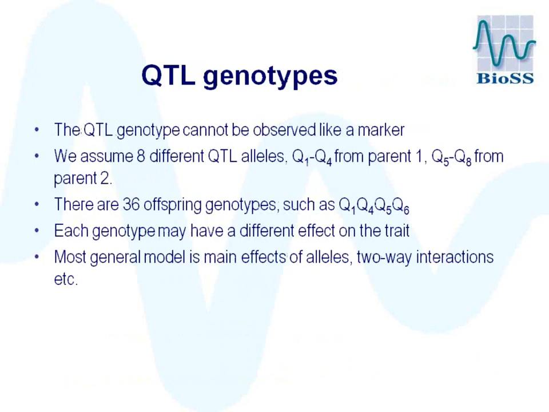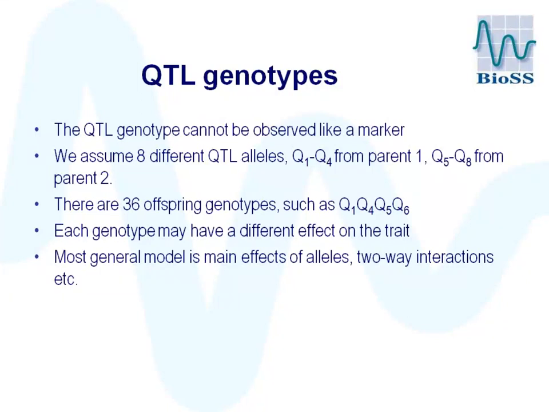So we can't observe a QTL genotype. All we can do is put together a model. We'll assume that there are 8 different QTL alleles. We'll call them Q1, Q2, Q3, Q4 in the first parent, and then Q5 to Q8 in the second parent. And from those we can write offspring genotypes in a form like this, Q1, Q4 from the first parent, Q5, Q6 from the other parent.